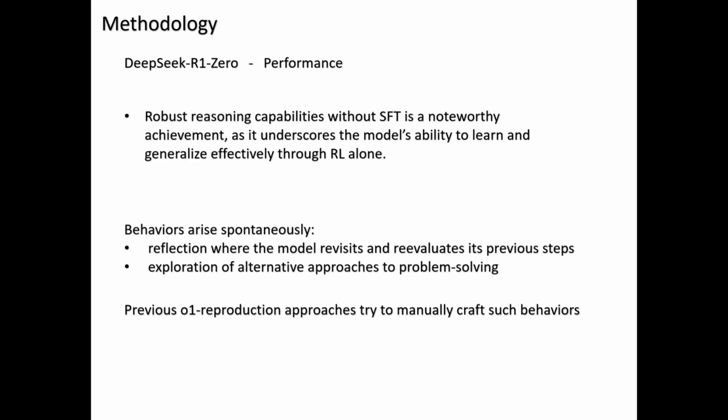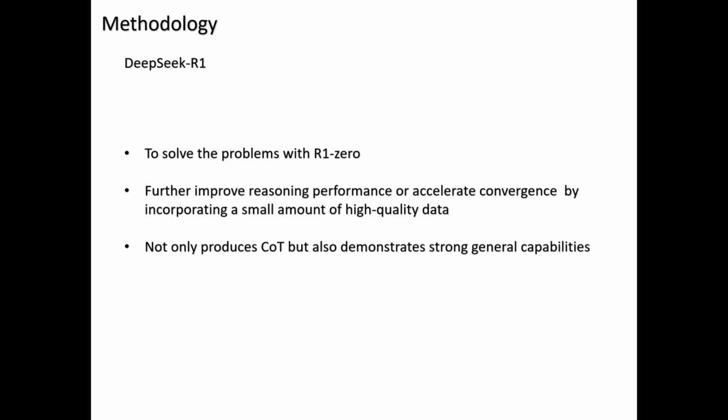Now let's discuss DeepSeek R1. The model addresses the readability and language mixing issues found in R1-Zero and aims to further improve performance and accelerate convergence by incorporating a small amount of high-quality data. They also want R1 to not only produce chain of thought, but also demonstrate strong general-purpose question answering capabilities.